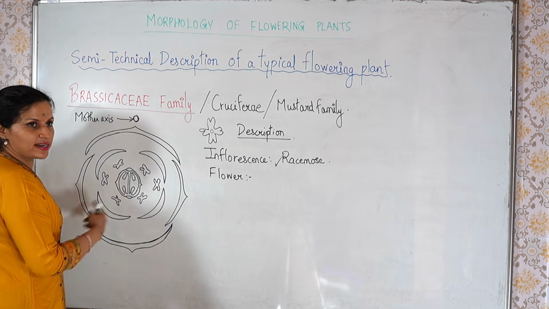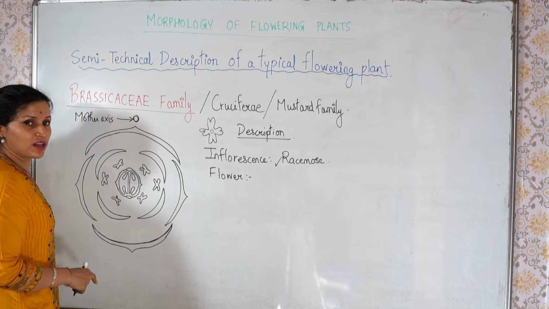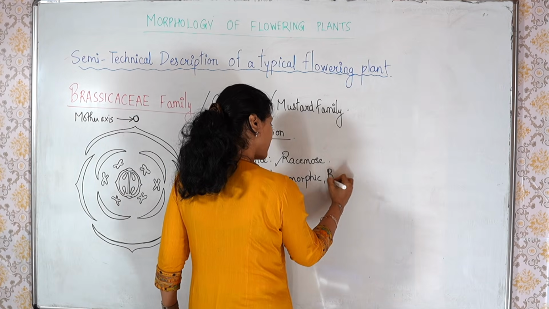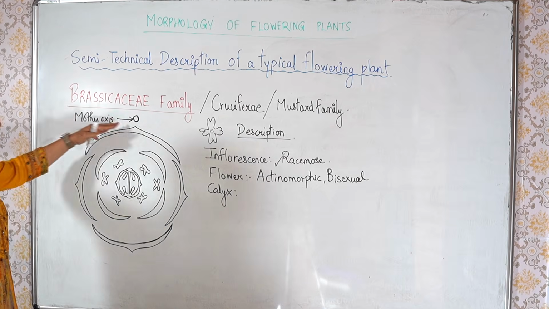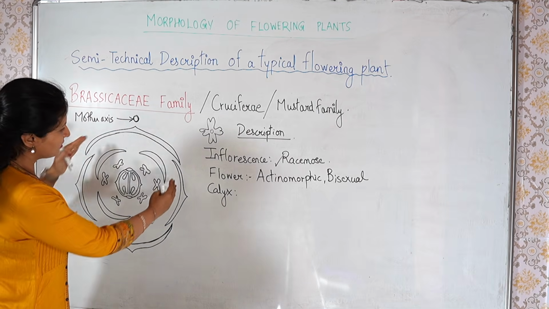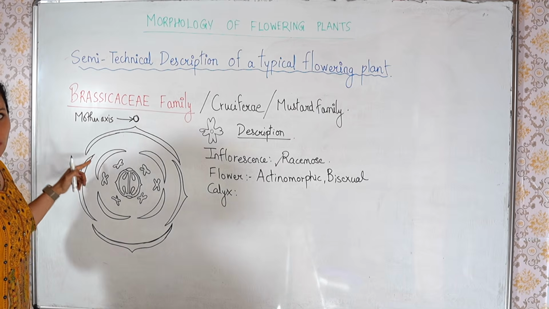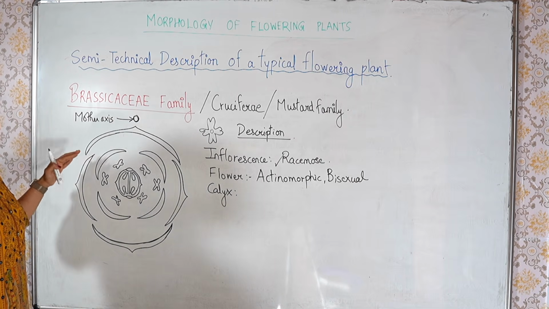The flower is an actinomorphic flower and it's a bisexual flower. Then we write about the calyx. There are two whorls of calyx here. This is the outer whorl and this is the inner whorl. It's not like there is an overlap. These are actually two whorls, outer and inner.